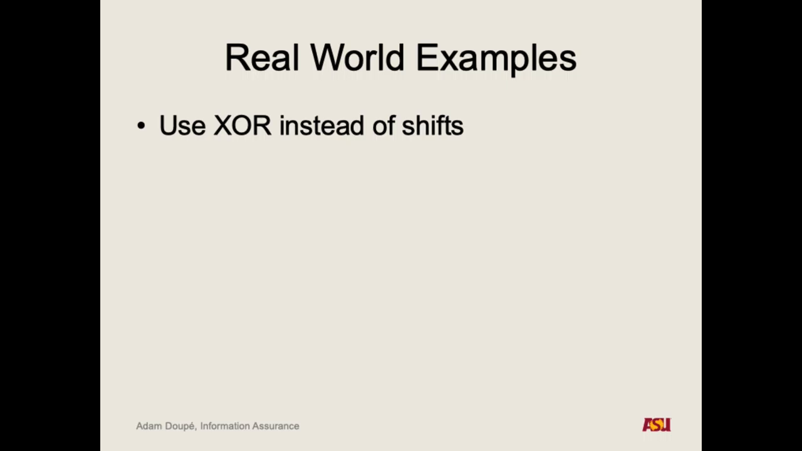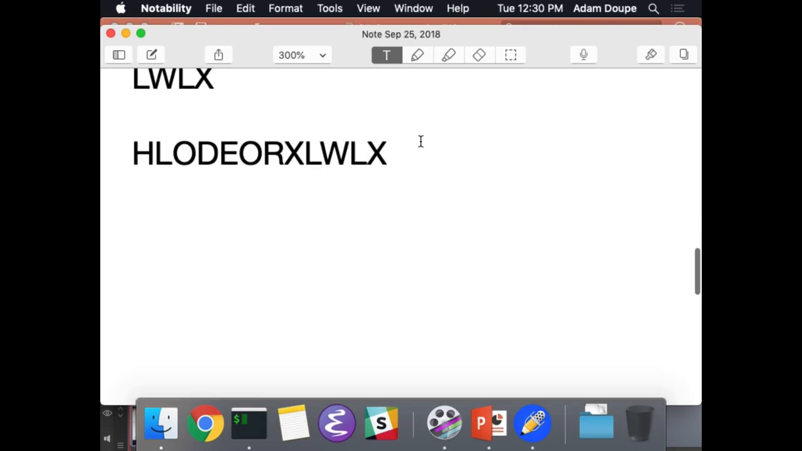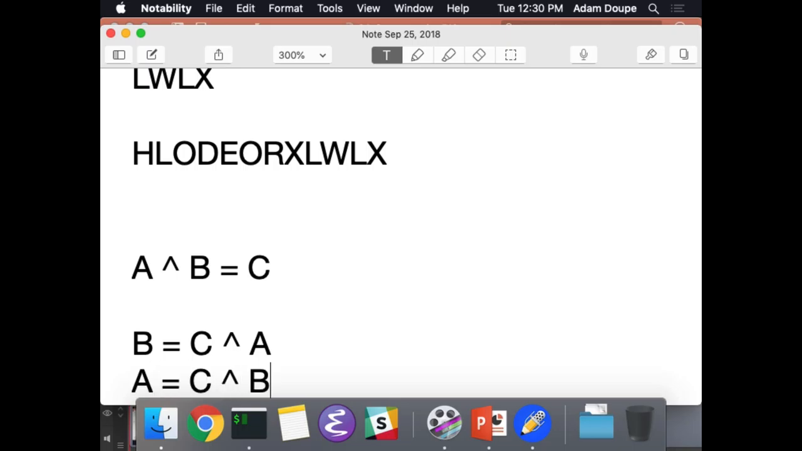Computers do it faster. Computers do it faster? A shift is just addition. And isn't addition basically XOR? If you subtract, you mean, I don't know. Yeah, I was going to say the inverse is also XOR. Say that again? The inverse is also XOR. So if you want to encrypt, you use XOR and then. What does that mean? Spell it out for me. I guess symmetric. So symmetric means what? If I have A XOR B is equal to C, what does this mean I can do? B is equal to C XOR A, or A is equal to C XOR B.